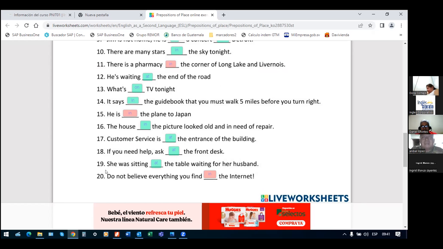Vamos a ver. Y el otro que tienen ahí, la 15. It's on the plane, on the plane to Japan. Sí, it's on the plane, con vehículos largos. Y la 20, ¿qué le pusieron ustedes a la 20? Recuerden que con media es on.